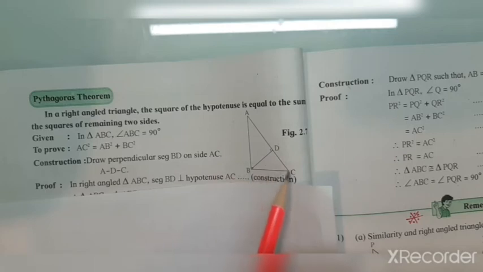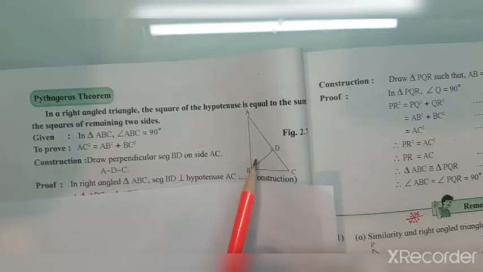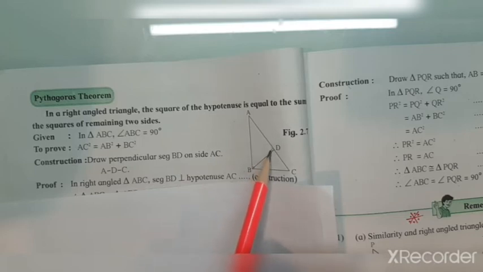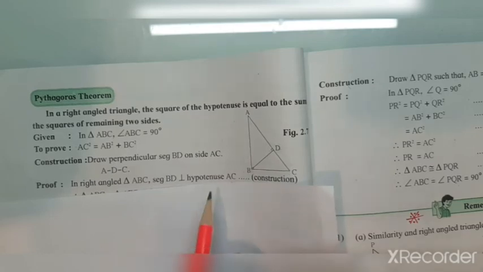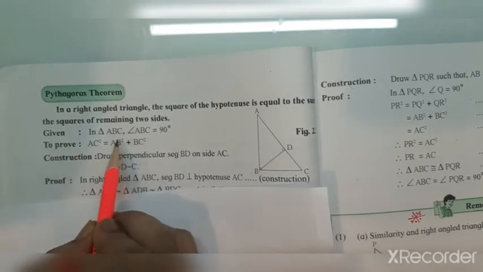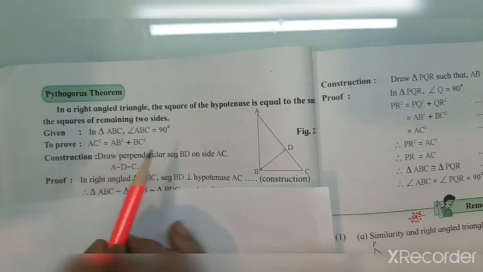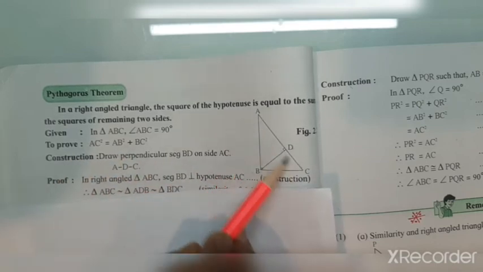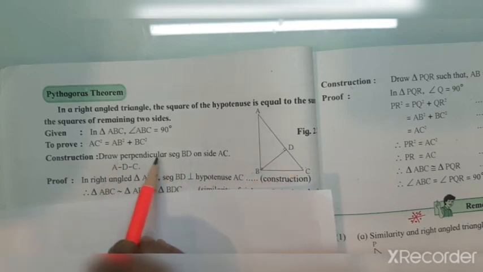So a given right angle triangle ABC, where measure angle B is 90 degree and an altitude or a perpendicular is drawn on the hypotenuse. BD is perpendicular to AC. We can see it in the figure. So given, we have written, what is asked to prove? AC square, hypotenuse square. So AC square is equal to AB square plus BC square.